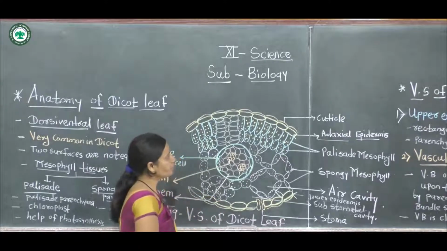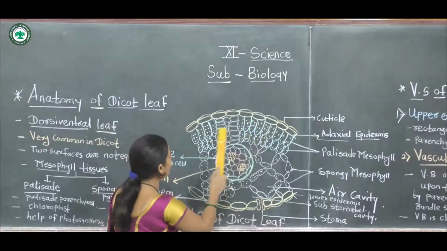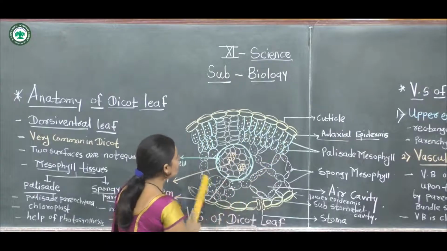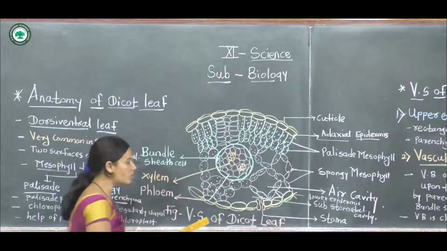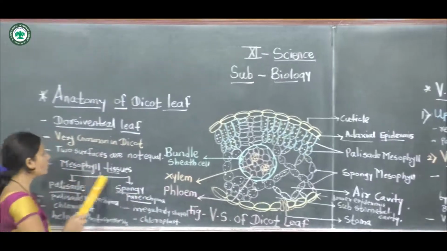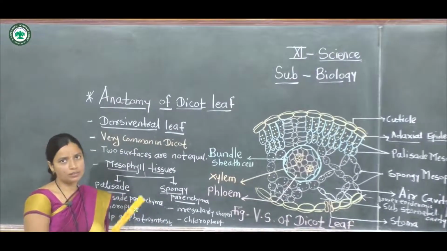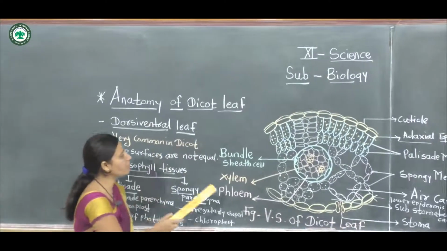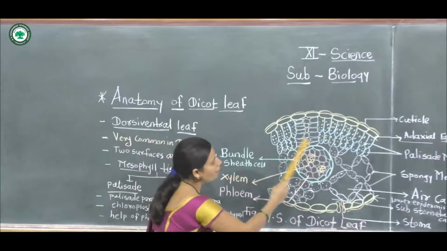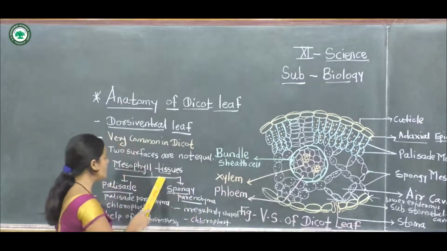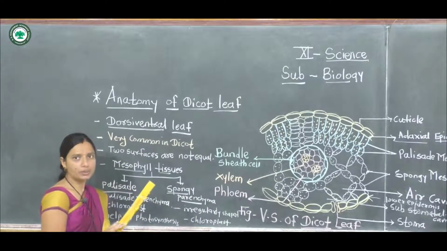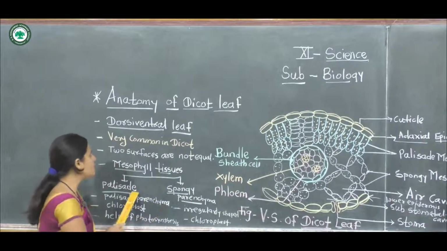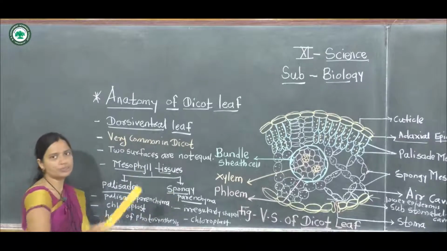The next part is the mesophyll cells. These mesophyll tissues are present in the inner part of the leaf, and the mesophyll cells are divided into two types, palisade and spongy.